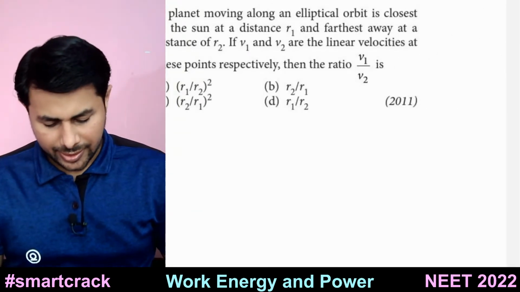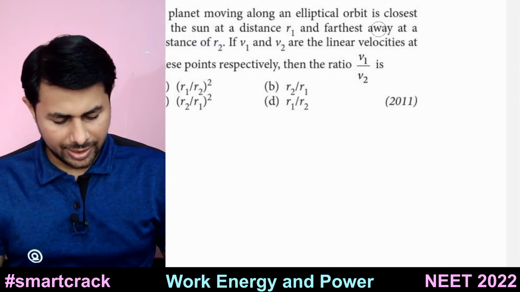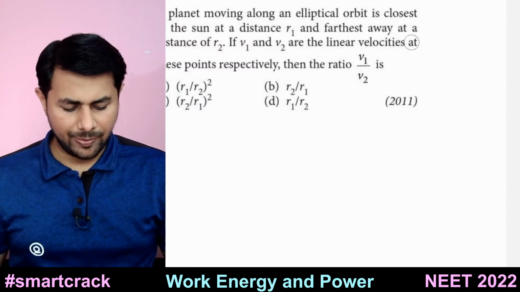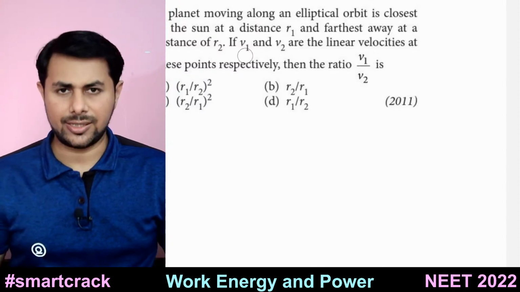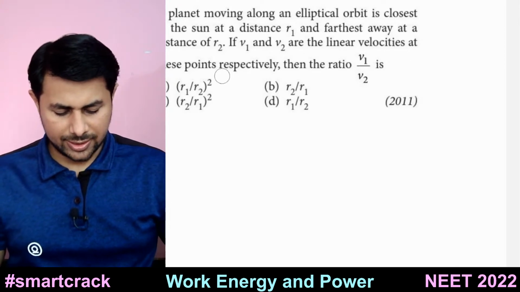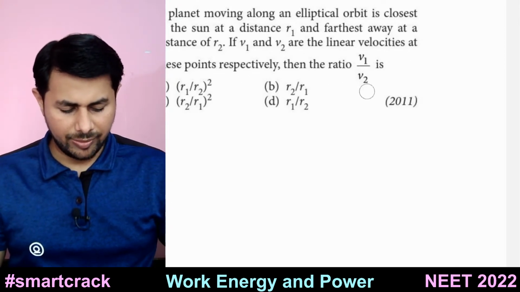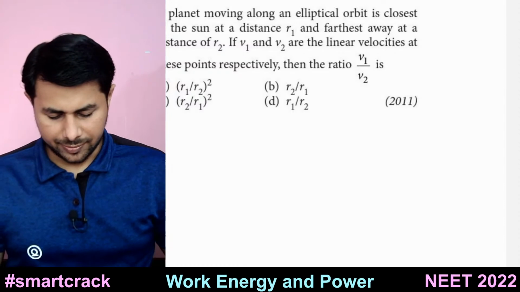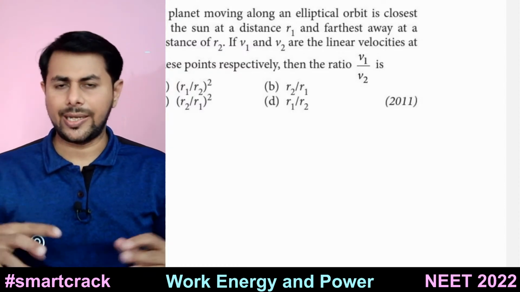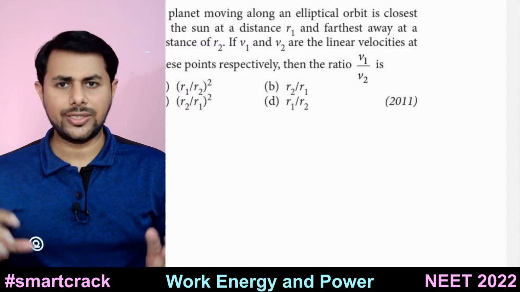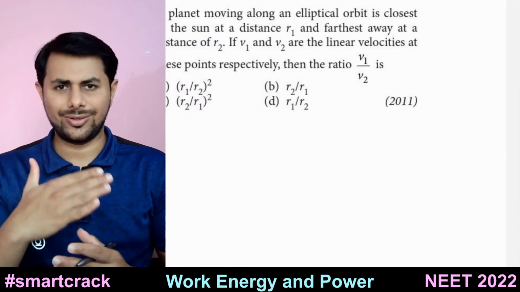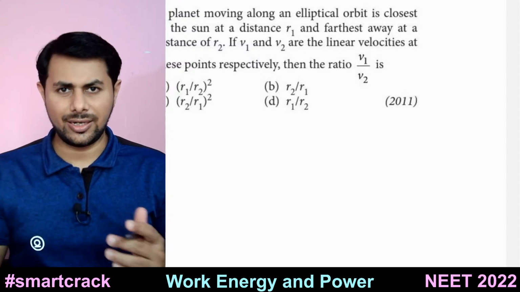The next problem is: a planet moving along an elliptical orbit is closest to the sun at distance r1 and farthest away at distance r2. If v1 and v2 are the linear velocities at these points respectively, then v1 by v2 is? So if you consider Kepler's second law, what is Kepler's second law? It is the law of areas, right?